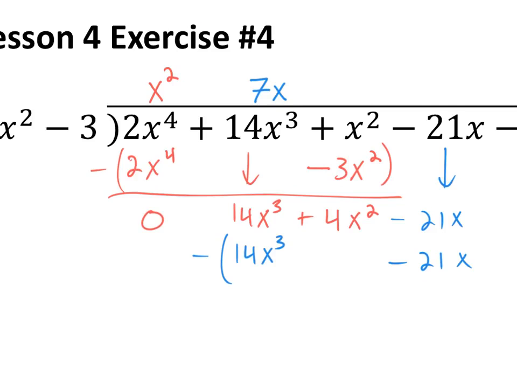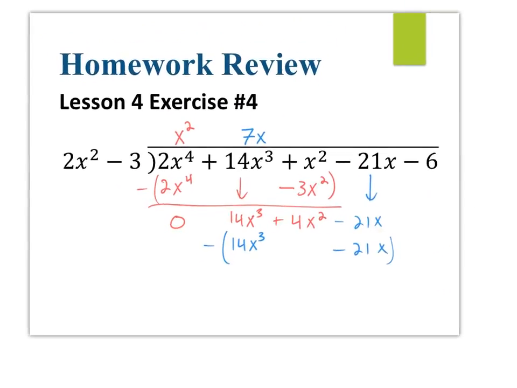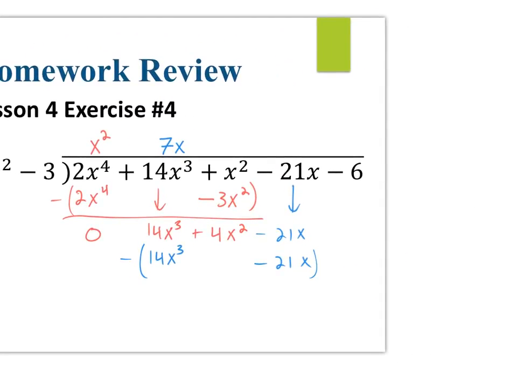Now I subtract everything. Zoom back out for a second. Subtract everything. Remember, there's an invisible 0 there. So we've got 0. 4x squared minus 0 is still 4x squared. Negative 21x minus negative 21x is 0. And then the negative 6 comes down.